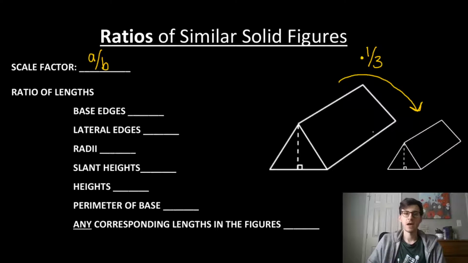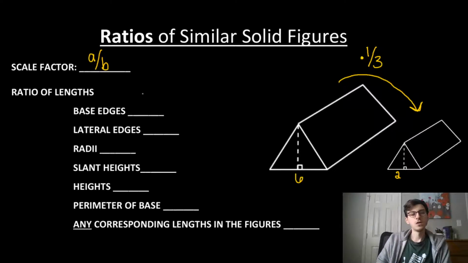Well, when we talk about scale factor, what I'm saying is that the side length here is 3 times larger than the side length here. So just for an example, if this base was 6, then the base over here would be 2, right? This base is 3 times larger than this base. That's what we mean when we say that two prisms have a scale factor of A over B.